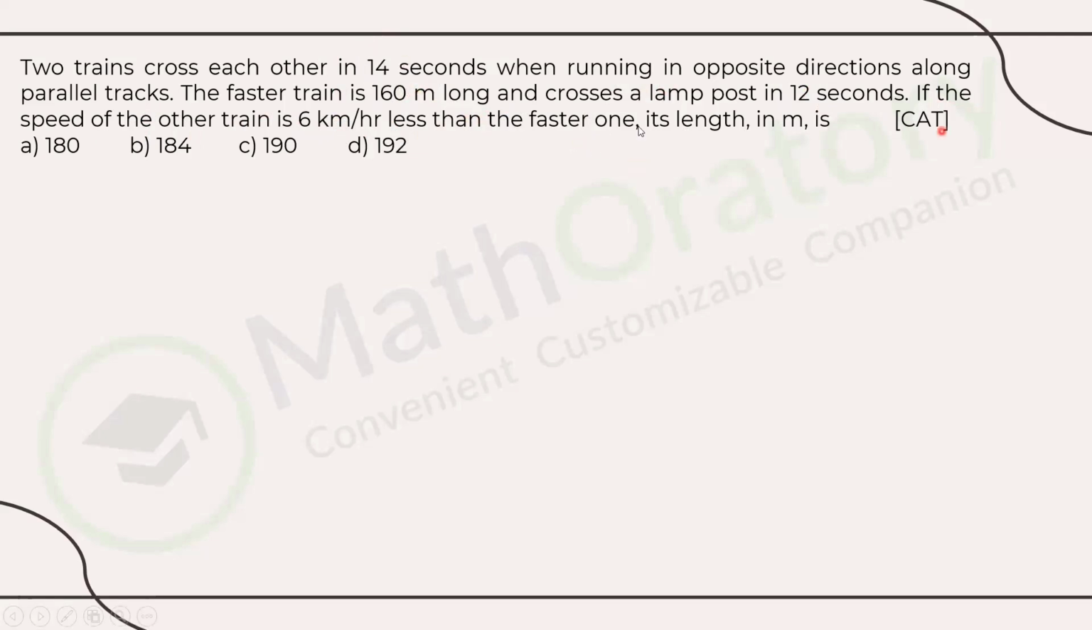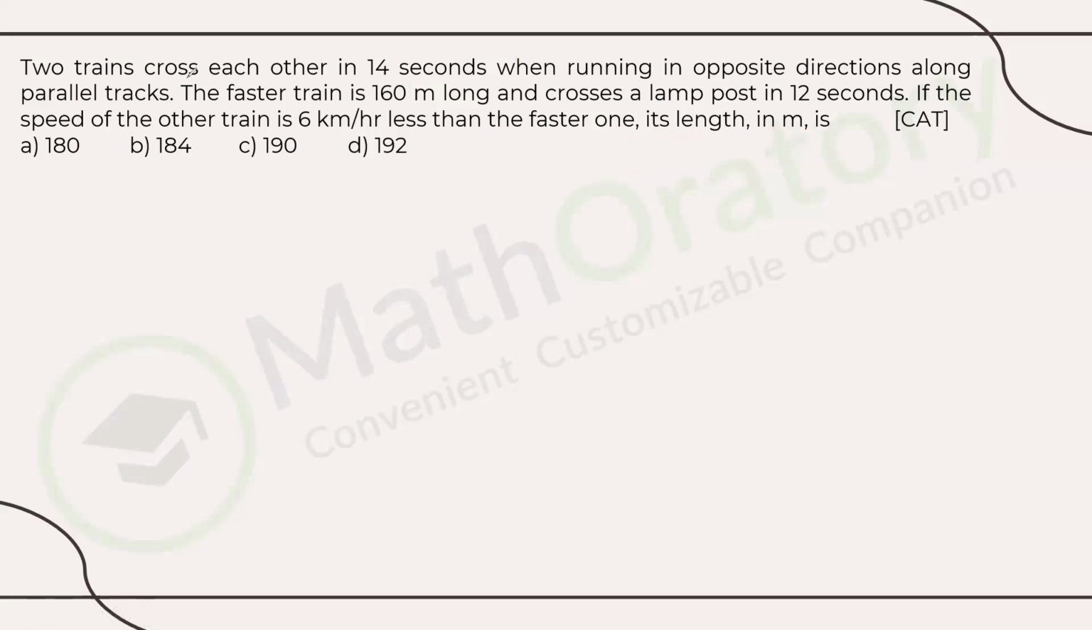So what are we looking for? Basically, the length of the other train. If you have the sum of the lengths of the two trains, I can figure out the length of the second one, because the faster train's length is known to us. So the mapping is already done. Let us quickly solve it.